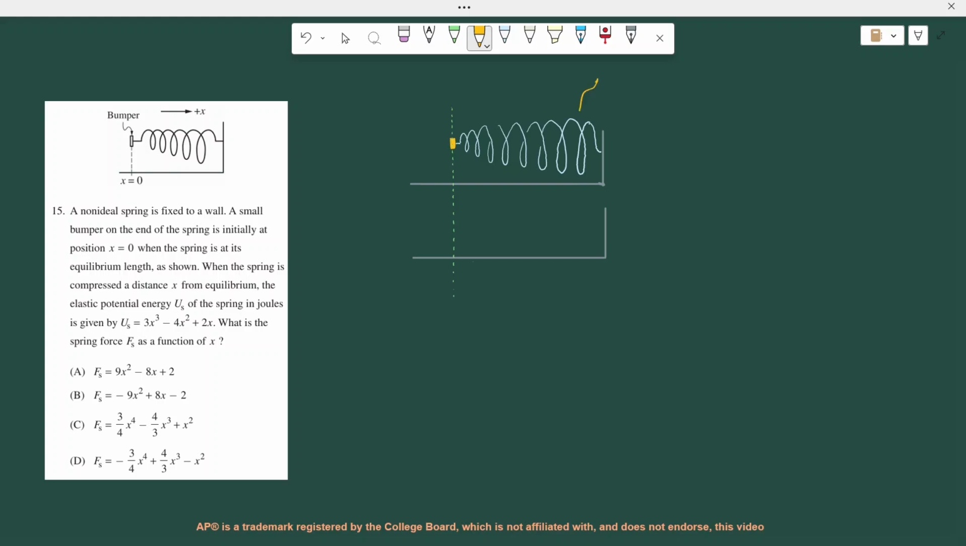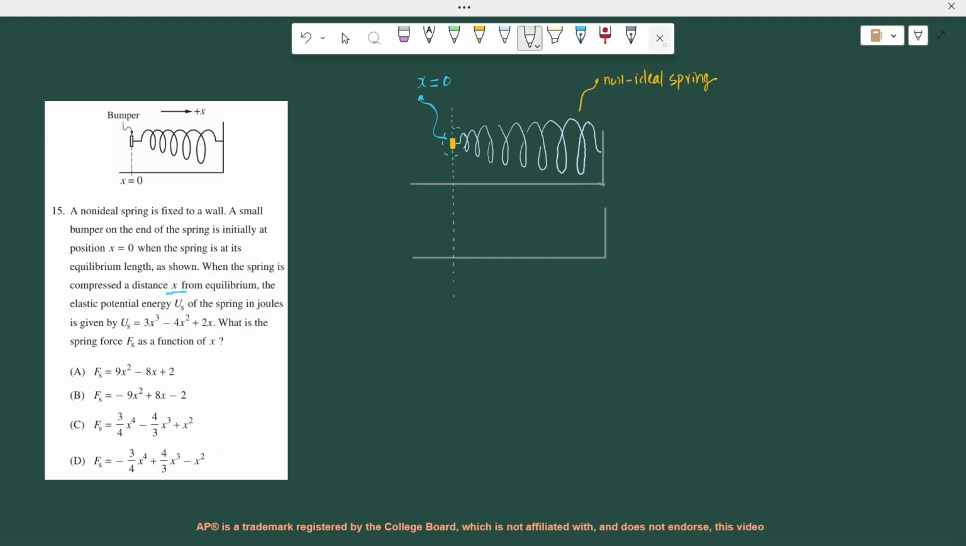Hi, this question is about the non-ideal spring, and it is for the AP Physics C Mechanics students. We will try to find out the force applied on this bumper when we compress it up to some distance x, as given in the question. Right now, the bumper's position is x equal to 0, which can be regarded as the equilibrium position.